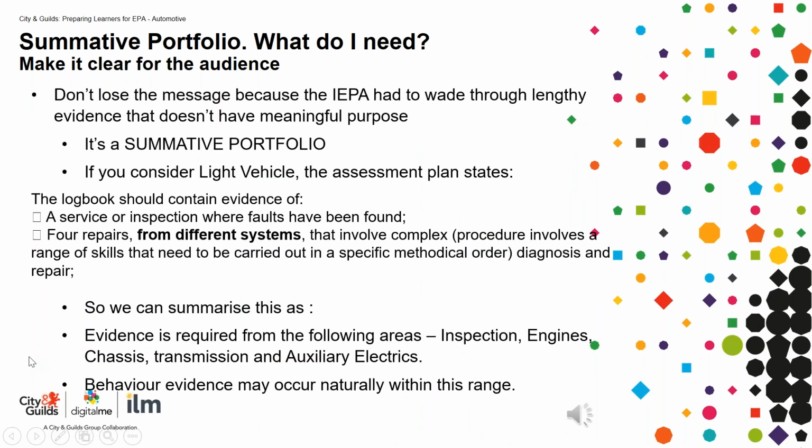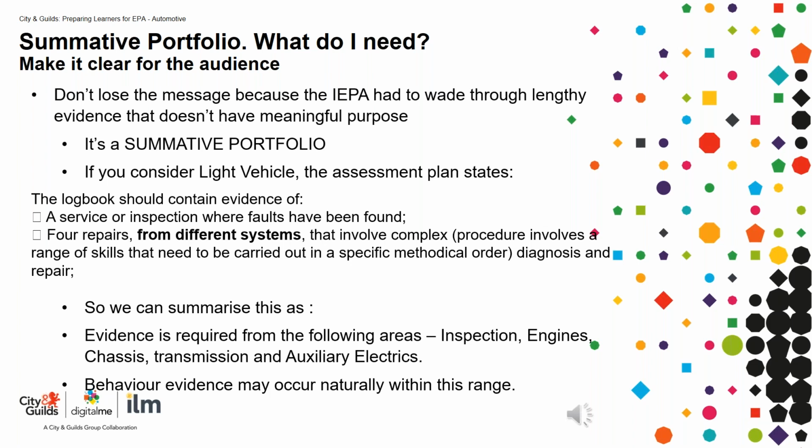So what does the Showcase portfolio require? This slide is looking at the light vehicle technician standard as an example. The assessment plan refers to a logbook with a minimum of 5 pieces of evidence, along with evidence for the required behaviours. This can be summarised as service inspection evidence, and then evidence from engines, chassis, transmission and auxiliary electrical, which involve complex repairs. If you use the City and Guilds Apprenticeship Training Manual, there will be plenty of evidence from the final year tasks and the behaviour evidence, which can be chosen and then submitted to the IEPA.